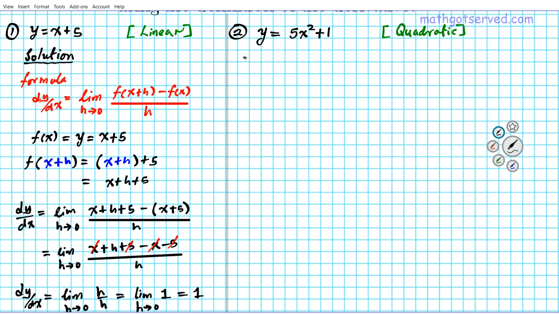All right, so let's go ahead and find the derivative of the function in number 2, y equals 5x squared plus 1.